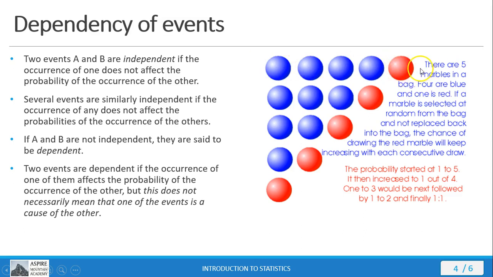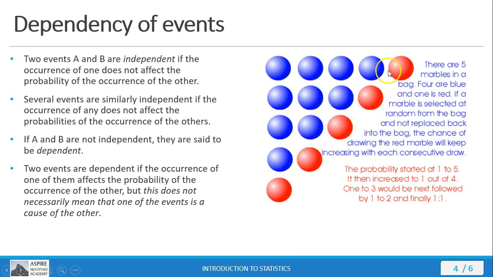Now, before we took out the first marble, the probability of selecting a red marble is 1 out of 5. But because we didn't put the marble we took out back in, now we've got 3 blue marbles and 1 red marble. Now the probability of selecting the red marble is 1 in 4. That means these events are dependent because the way we calculate that probability has changed. Now instead of 1 out of 5, now it's 1 out of 4.